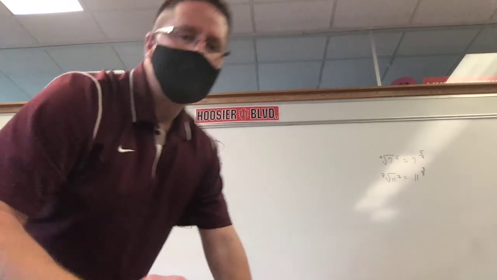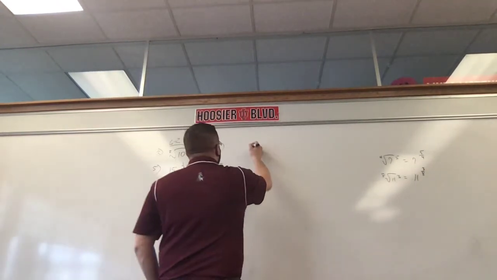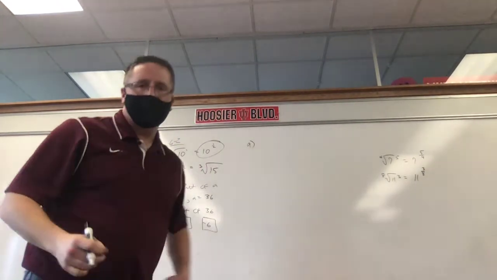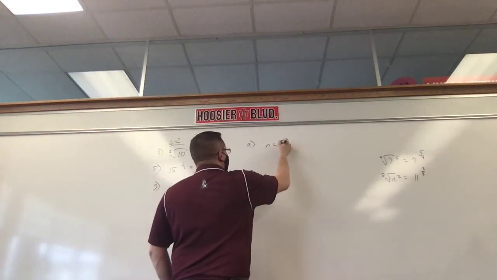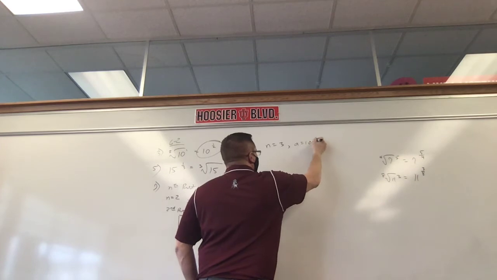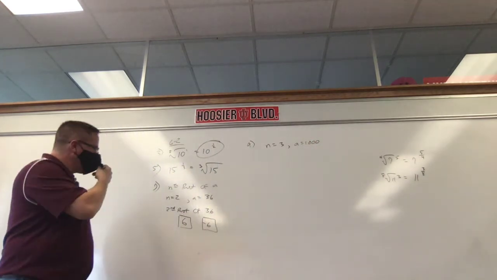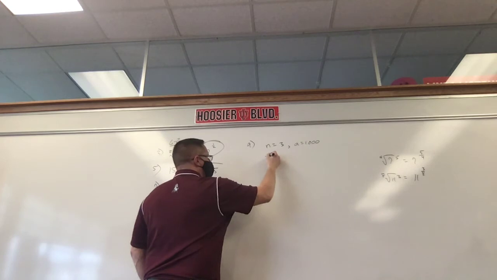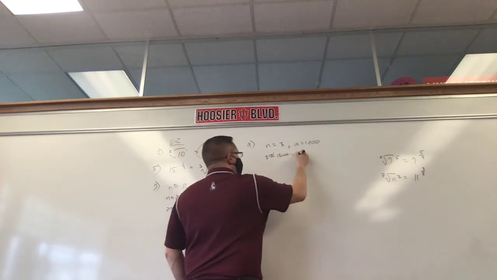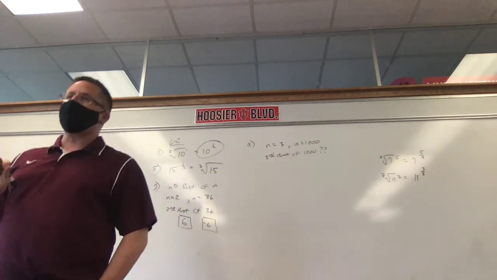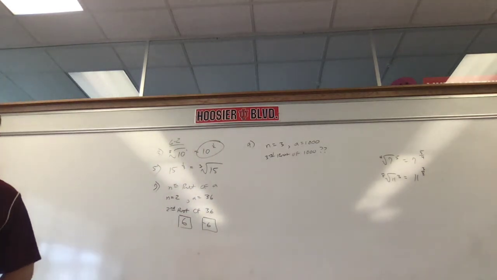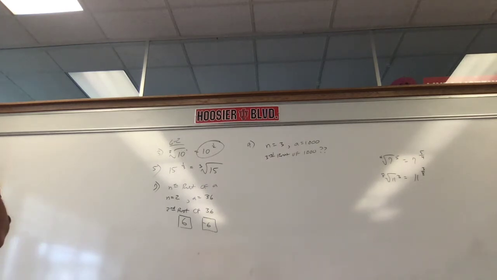Okay, number 9. Same thing. Same instructions. This time n is 3. Oh no, it's just 1,000, okay? So what they want is the third roots of 1,000. What do you times by itself 3 times to give you 1,000? 10. 10 times 10 times 10. What's 10 times 10? 100 times 10 is 1,000.